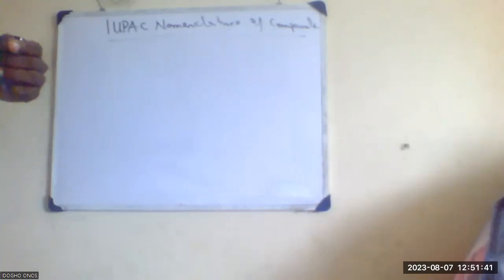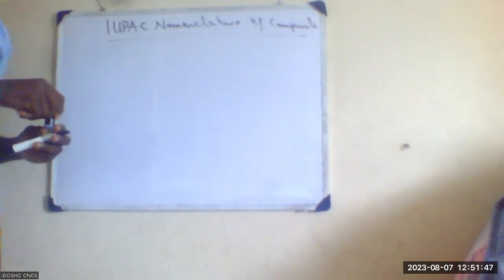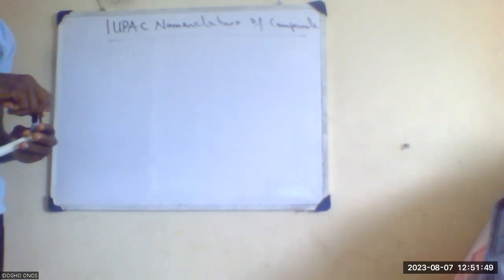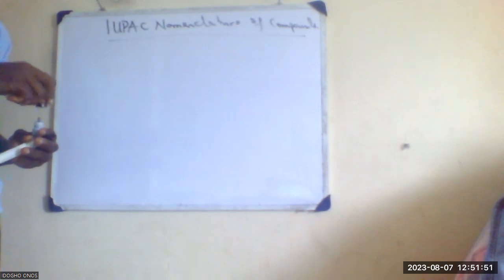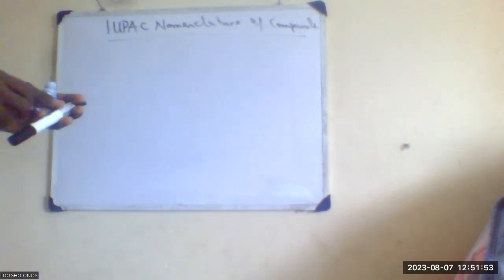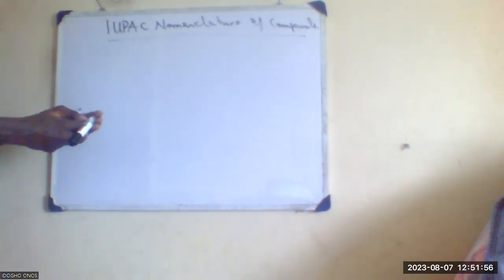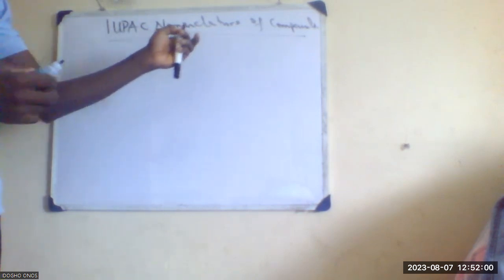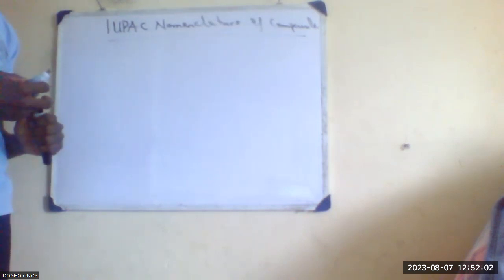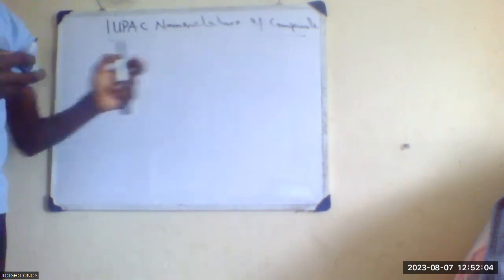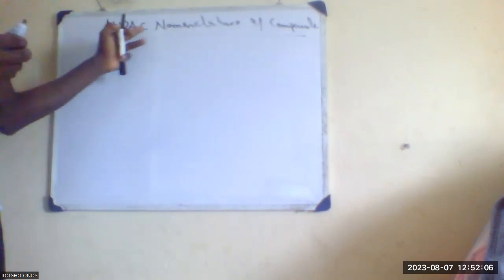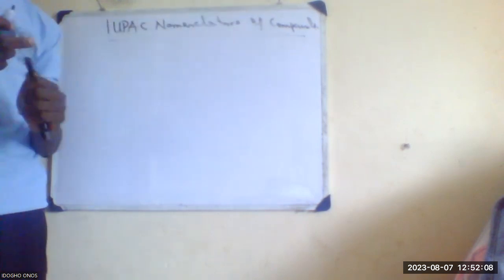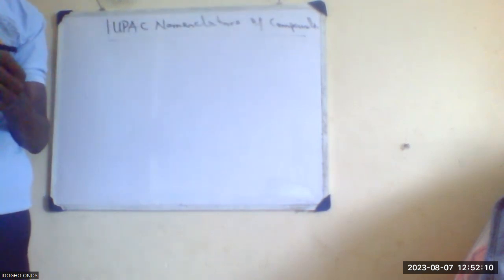Basically, we have two types of compounds: organic compounds and inorganic compounds. So in terms of this aspect, you are looking at IUPAC nomenclature of inorganic compounds. That is what we are looking at.